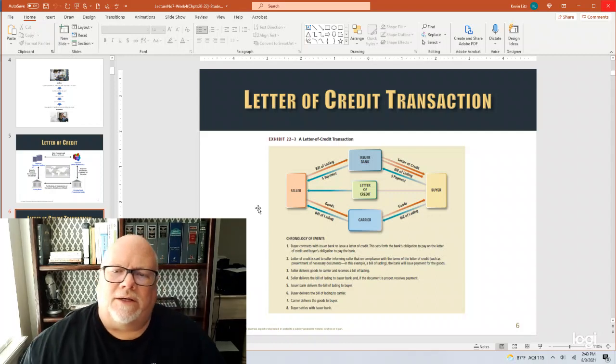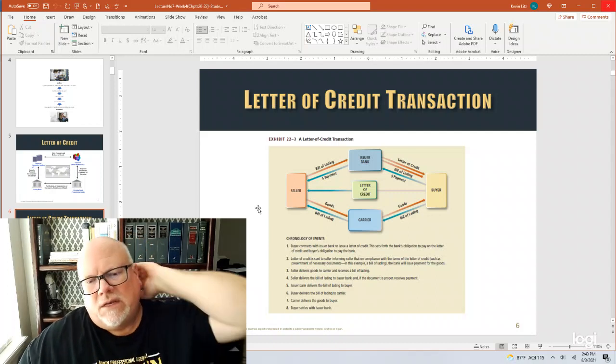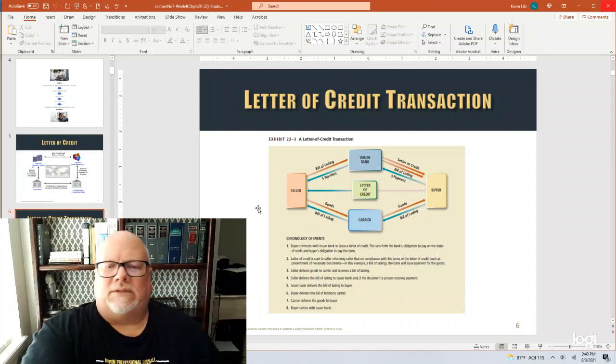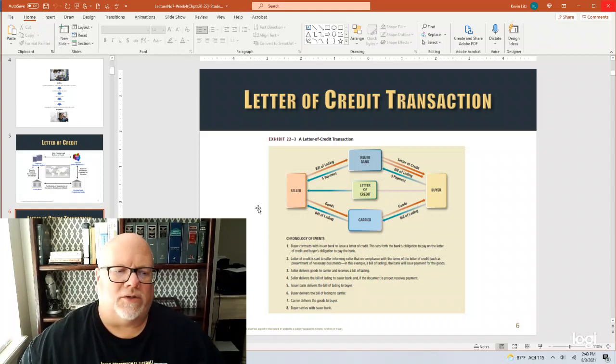Here's another way to look at it. I'll let you read through that on your own. And again, I'll be happy to go through this if somebody requests a review period before one of our tests. But this is a diagram of how it works, who does what in the letter of credit transaction.